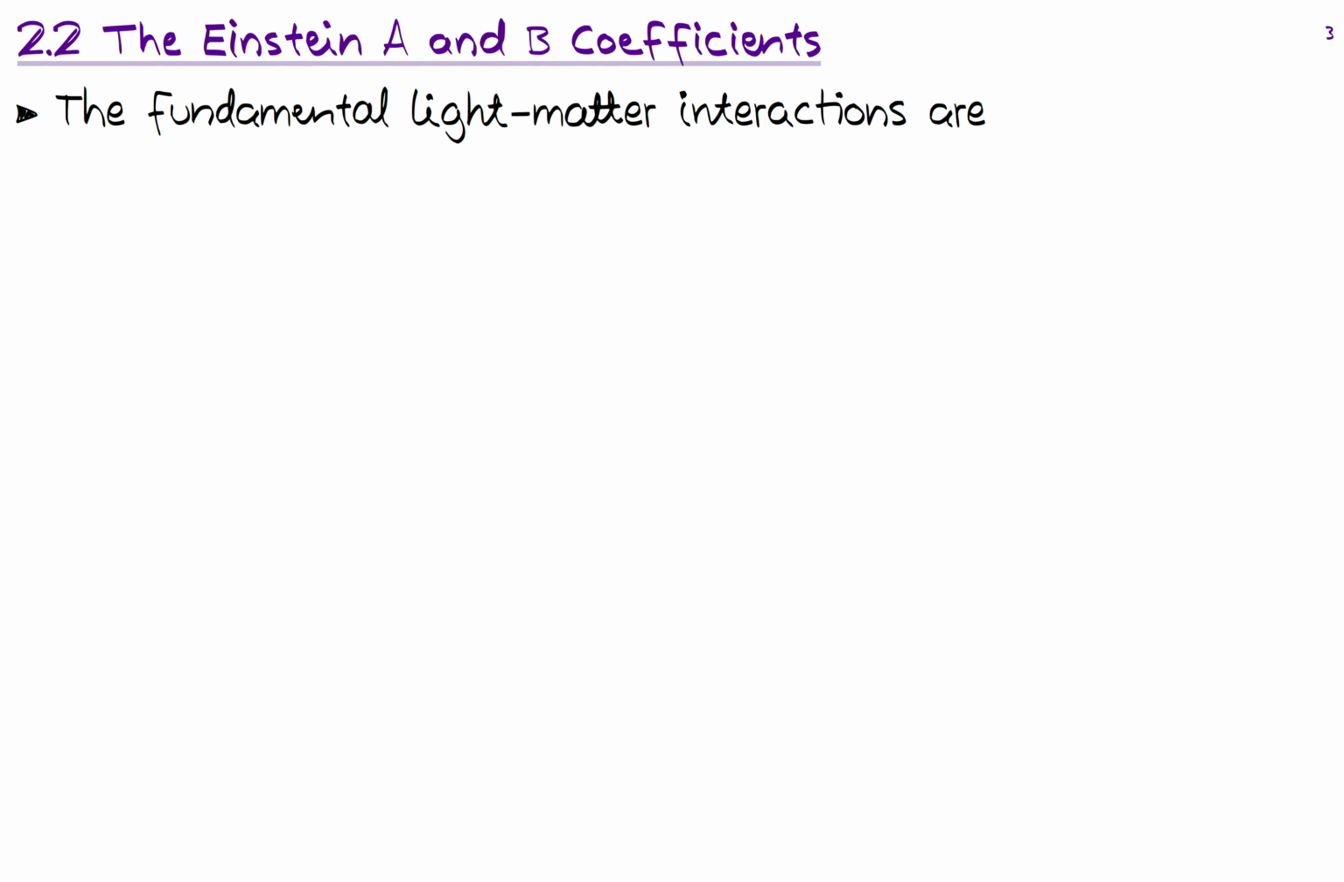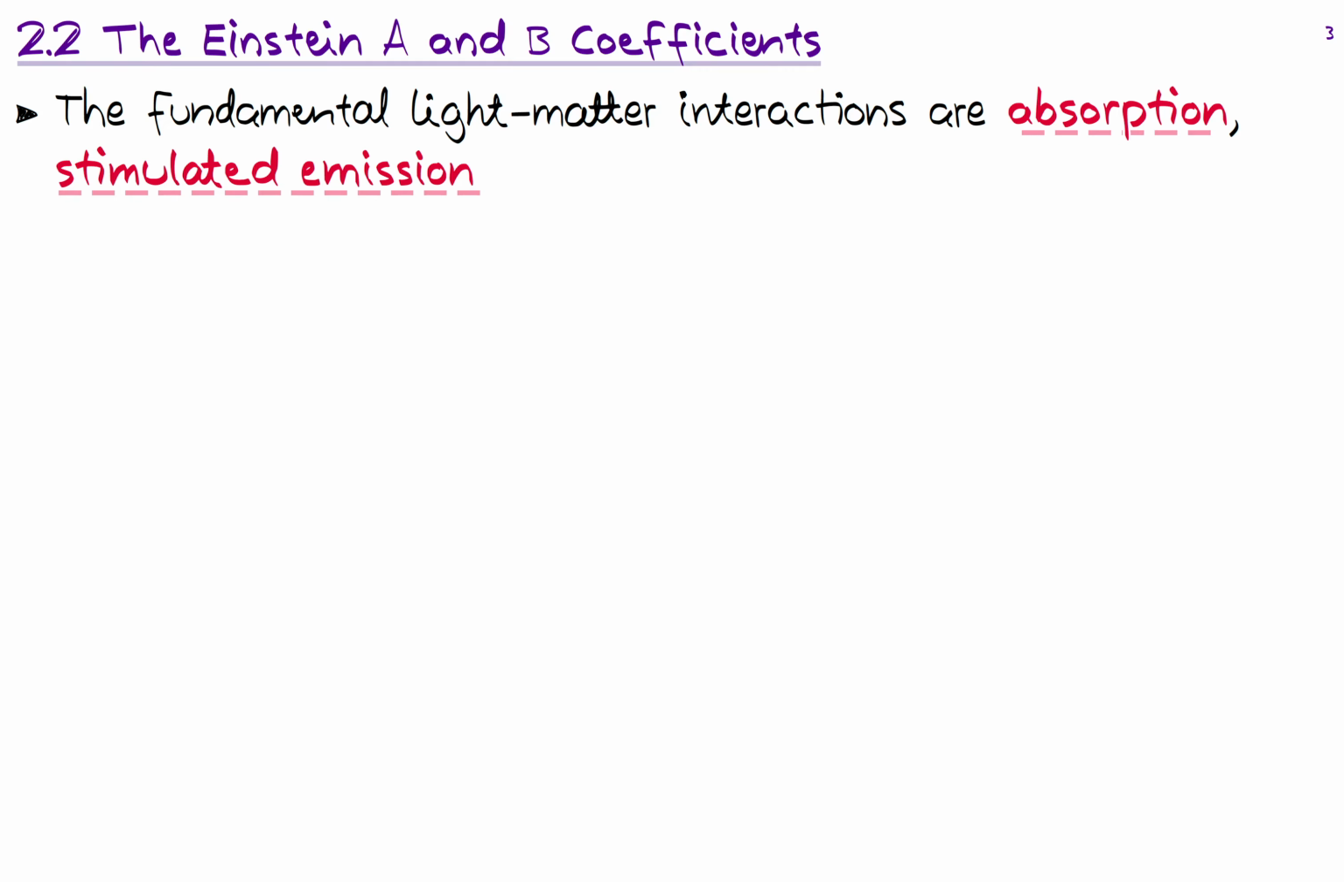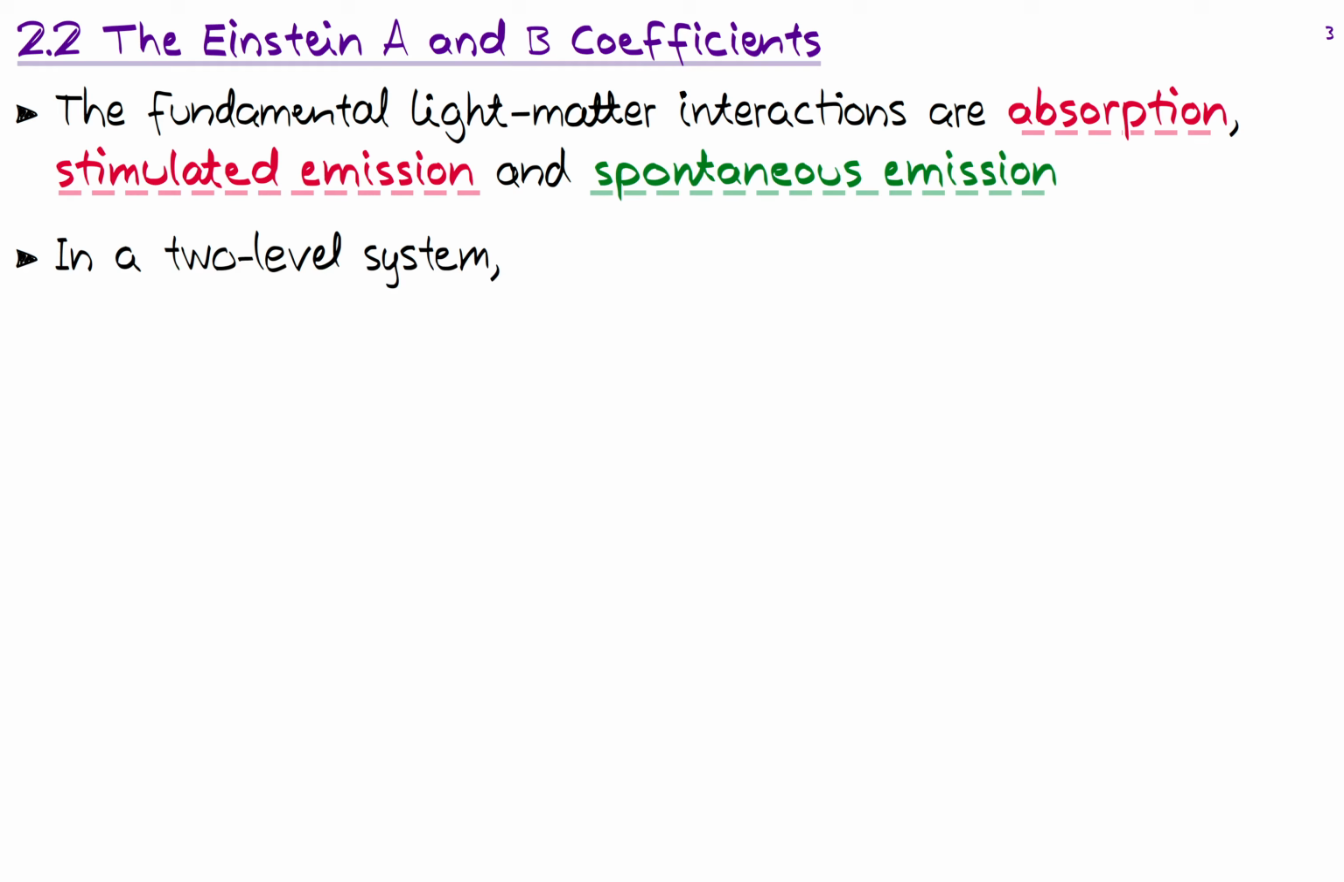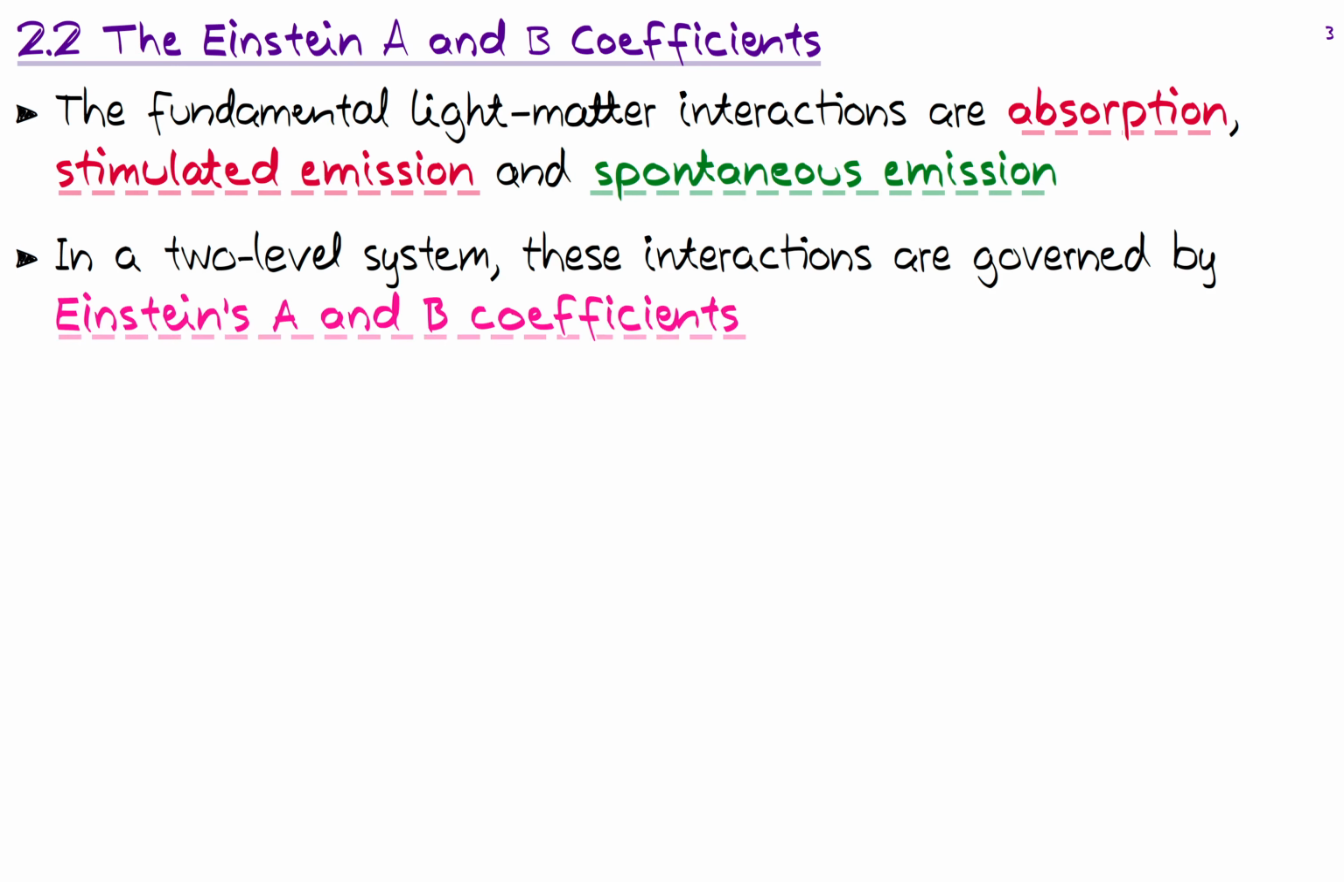As we already learned previously, we are dealing with a few fundamental interactions when light is hitting a material. Essentially we can have absorption, stimulated emission and spontaneous emission. The system we are considering here is a two-level system. We don't need to be concerned about other systems right now. These interactions are governed by Einstein's A and B coefficients, named like this because Einstein made the original pioneering contributions to calculate these coefficients.